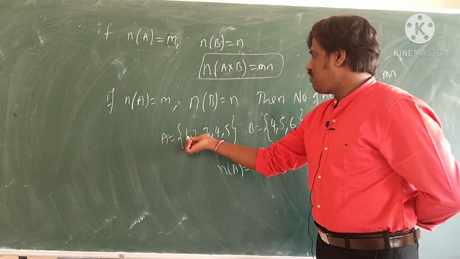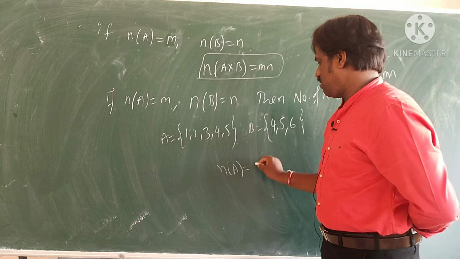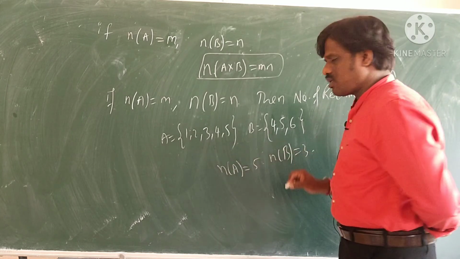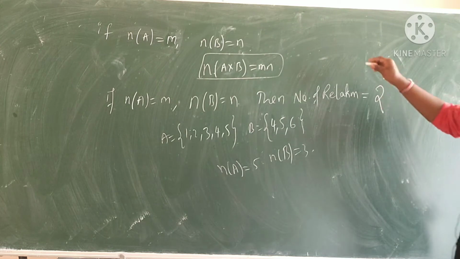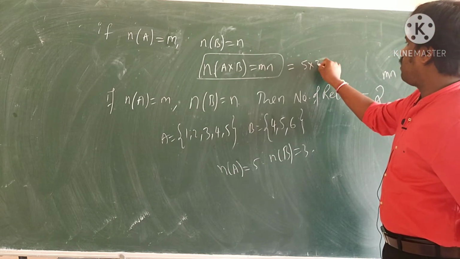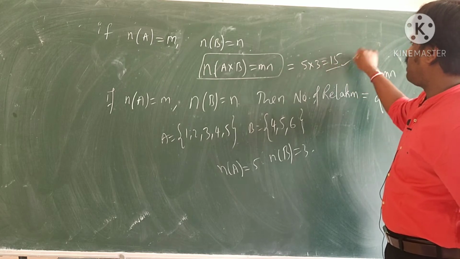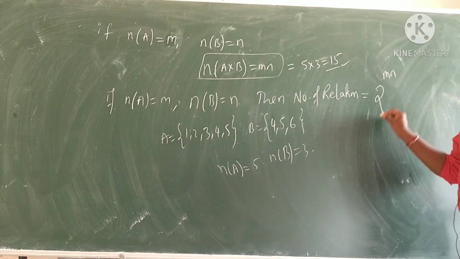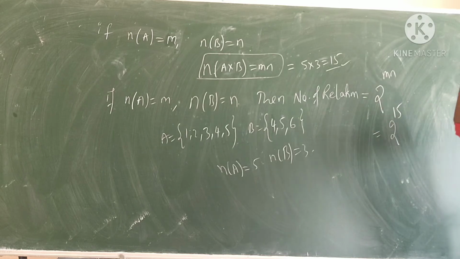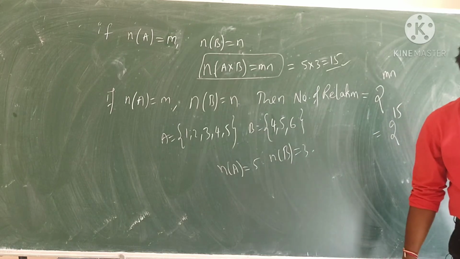How many are there in A? 1, 2, 3, 4, 5. And the number of B is 3. The number of A cross B will be 5 into 3, which is equal to 15. The number of relations will be 2 to the power of 15. That's it.